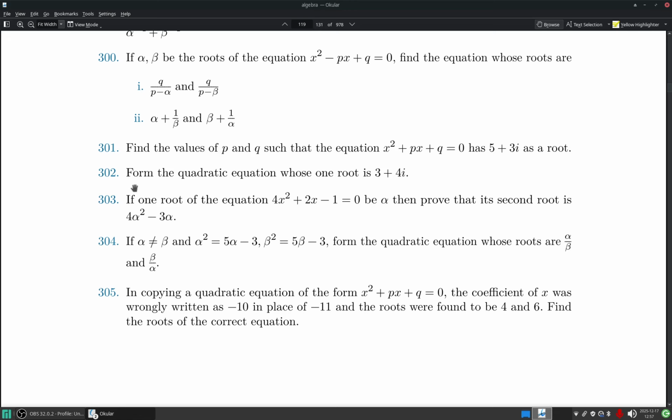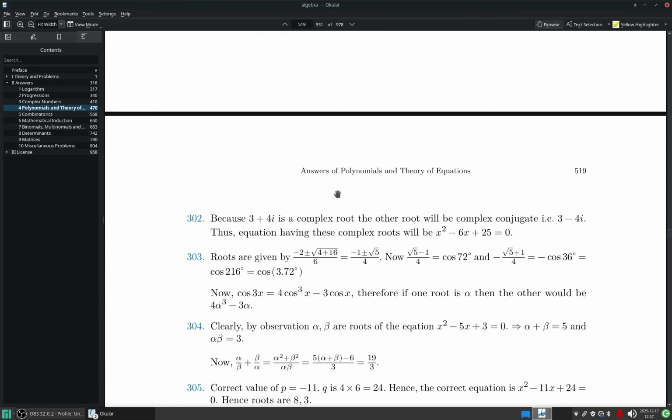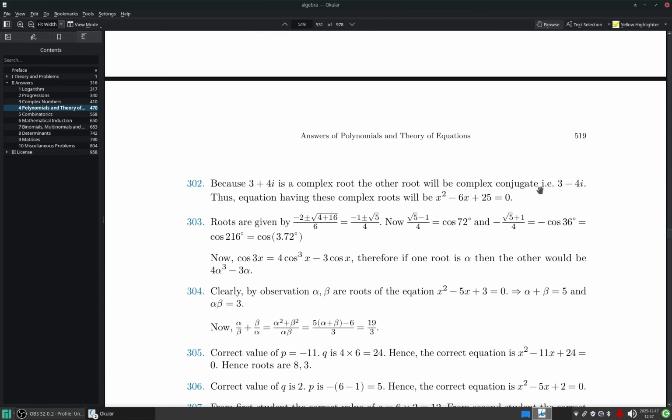Question 302 says: form the quadratic equation whose one root is 3 plus 4i. Like the same problem, the complex conjugate would be 3 minus 4i, the sum would be 6 and the product would be 25. So the equation would be x square minus 6x plus 25 is equal to 0.